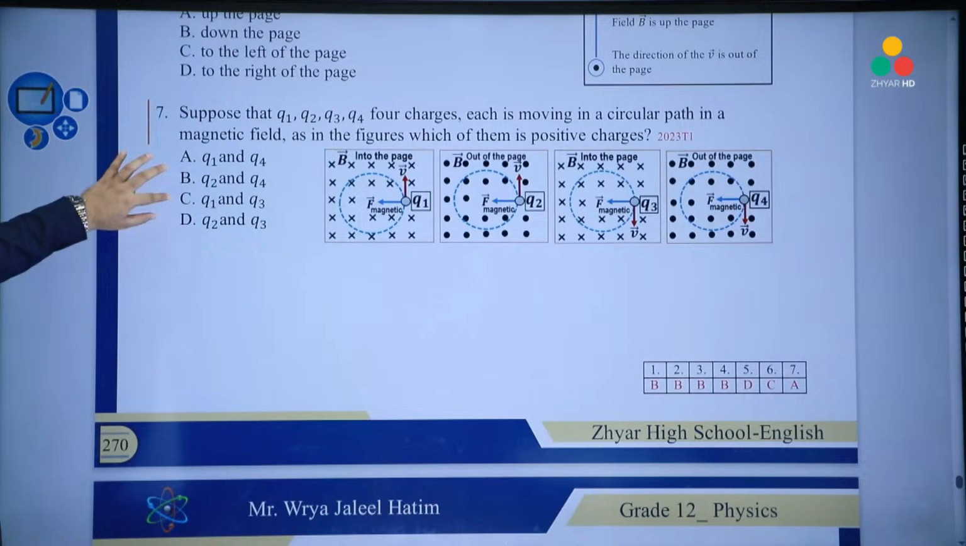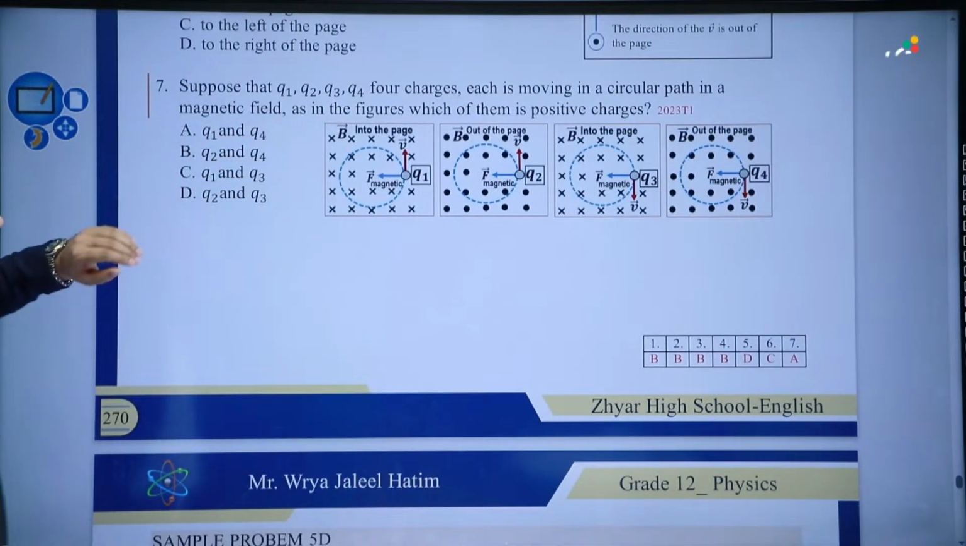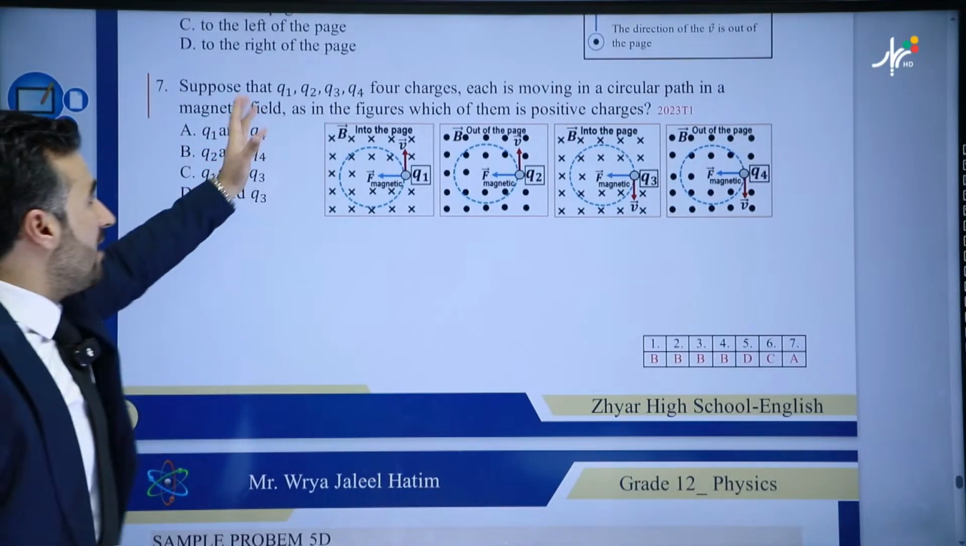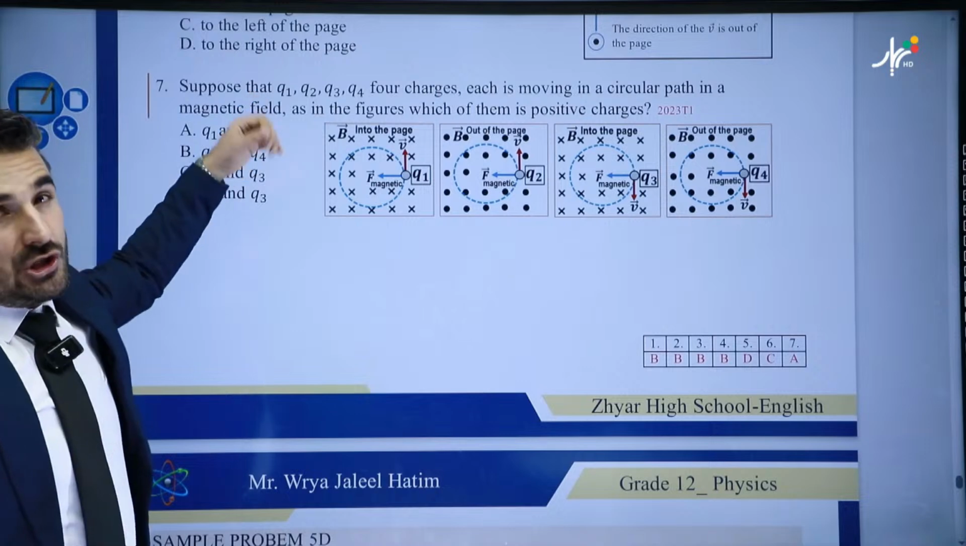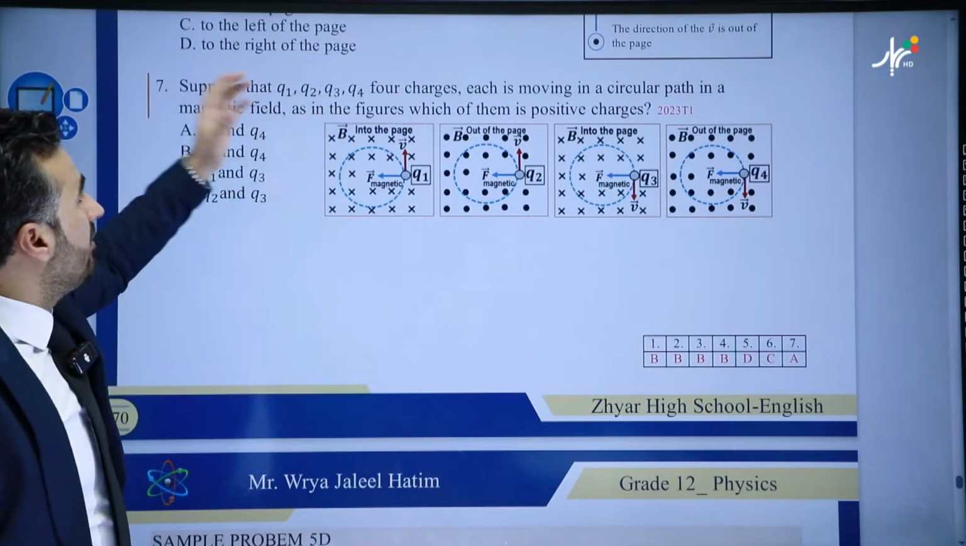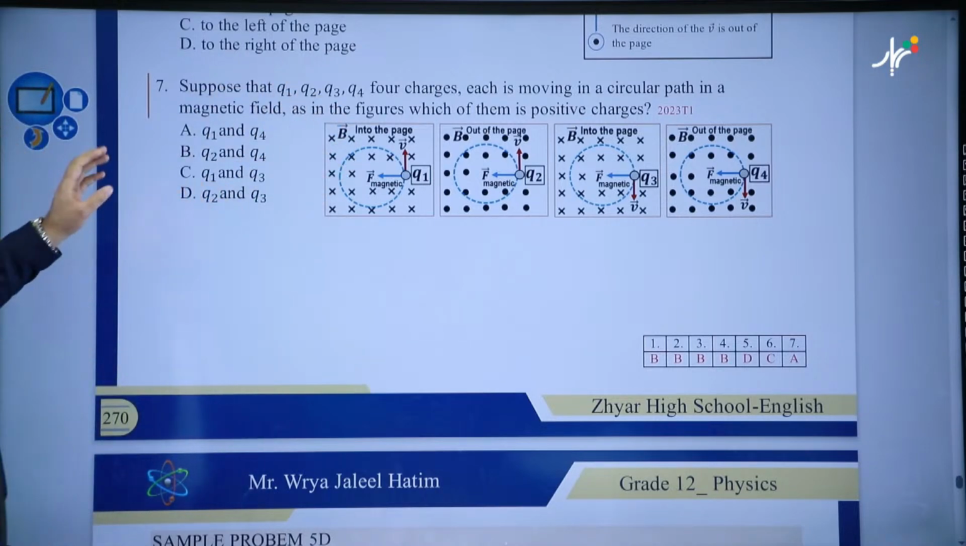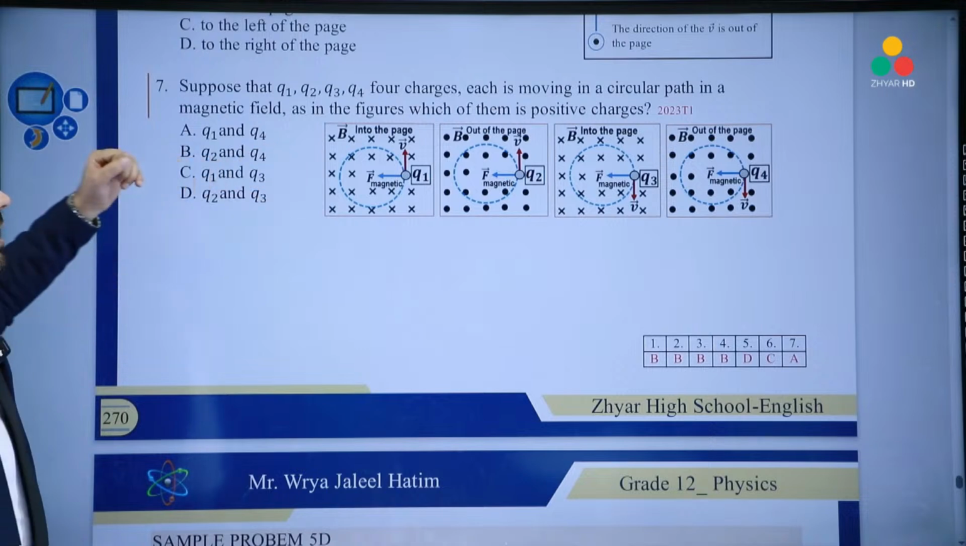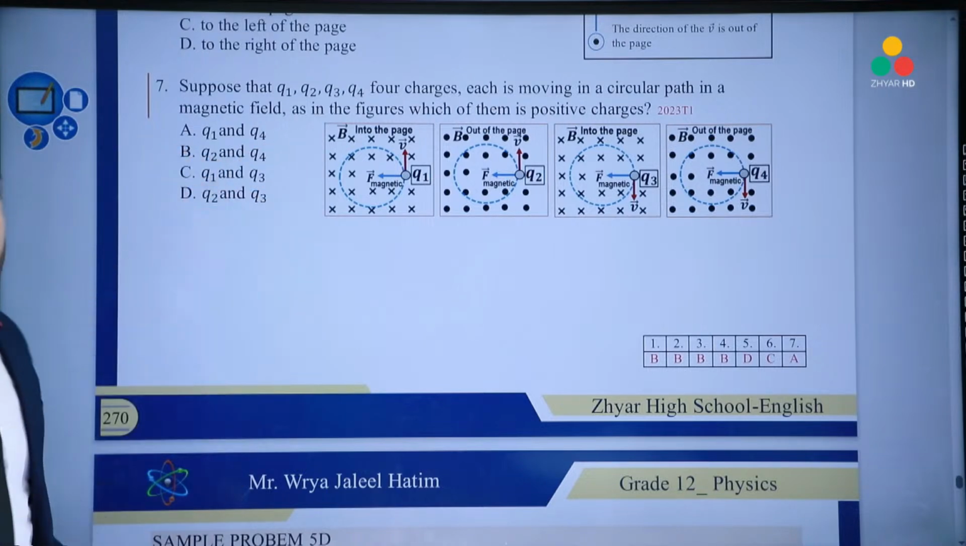Okay, take a look at question 7. That is a recent WZADI question. It says, suppose we have four charges, Q1, 2, 3, 4. Each is moving in a circular path in a magnetic field, as in the figures. Which of them is a positive charge?